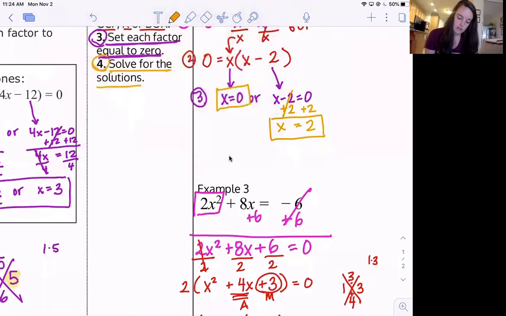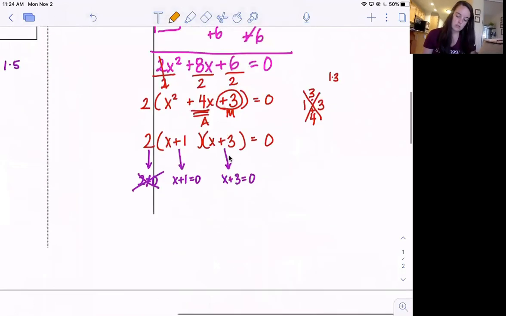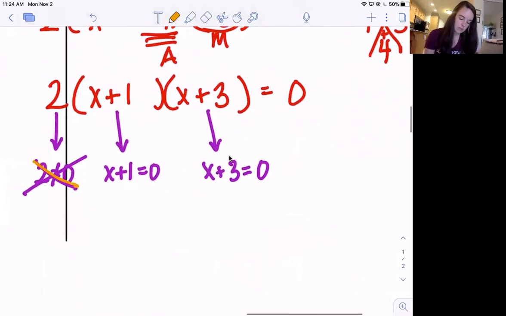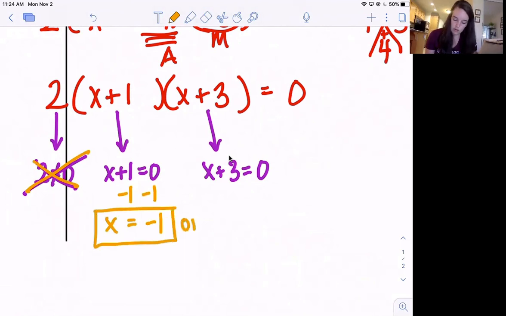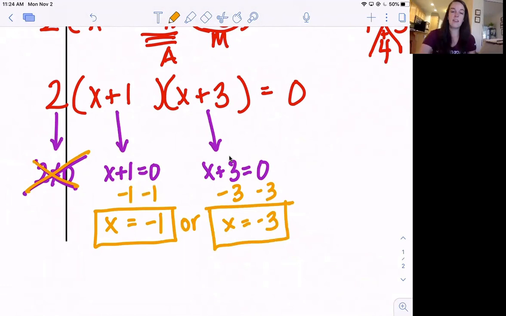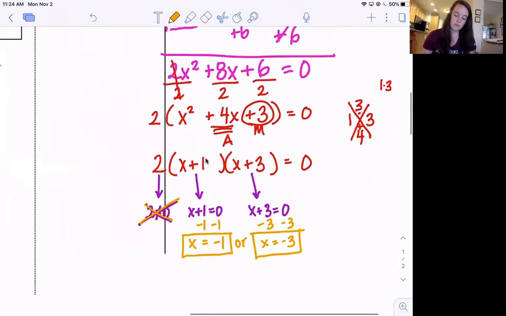And I'm going to do that last step, that orange step. It says solve for the solutions, right? So I'm going to go ahead and solve. So I know this one doesn't have a solution. Subtract 1 on both sides. X equals -1. Or subtract 3 on both sides. X equals -3. So I have those two solutions, and that is how I solve.